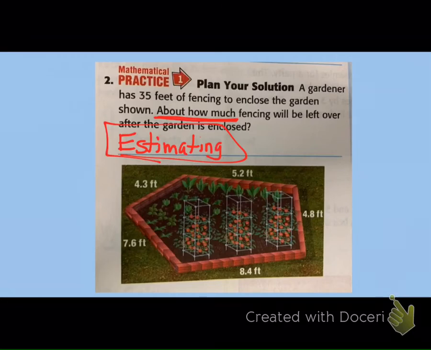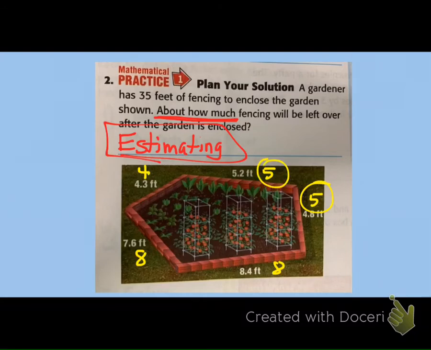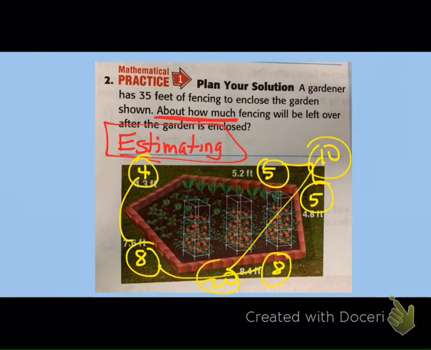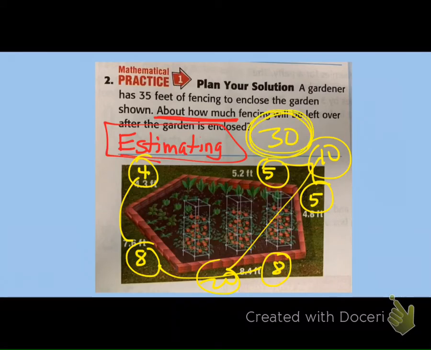We get a number that one will be able to see. 4.3 is about 4. 5.2 is about 5. 4.8 is about 5. 8.4 is about 8. 7.6 is about 8. Let's add all these up. I know 5 and 5 is 10. I know 8 and 8 is 16, and 4. Let's add all those 3 together. 16 and 4 is 20. So I'm going to take that 20 plus that 10. That is a grand total of 30. That is my estimate for the outside of this garden.